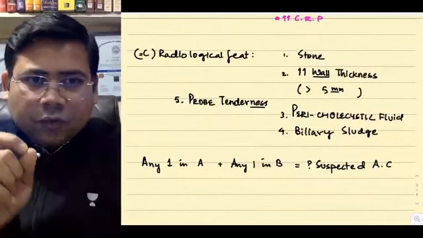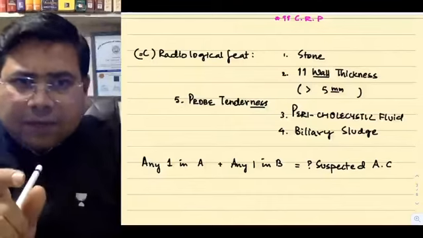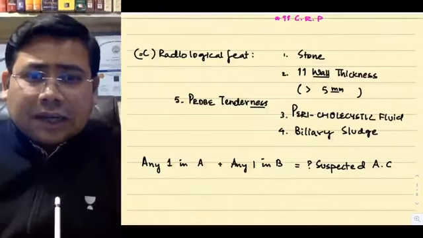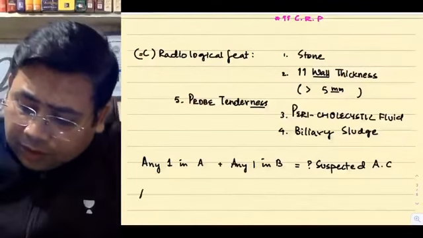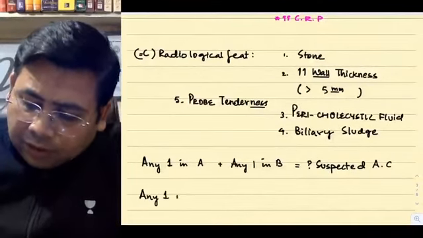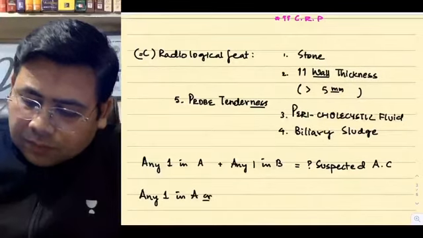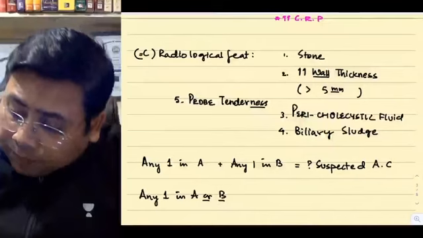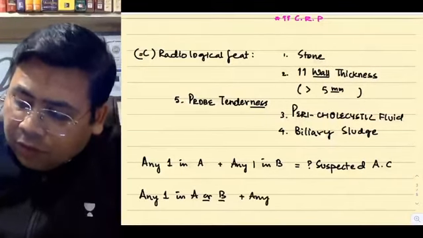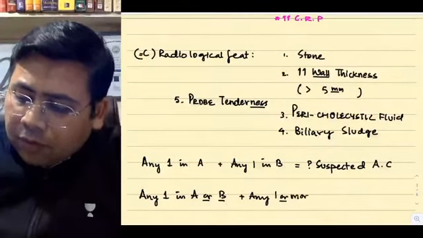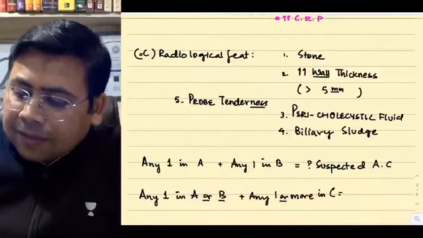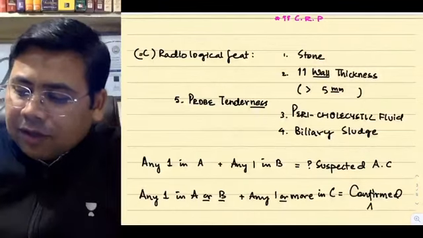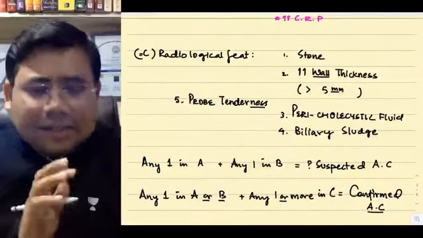So a patient presenting to you with fever and right upper quadrant pain, you can say this may be acute cholecystitis. Then any one in A or B plus any one or more in C, this is confirmed acute cholecystitis. Is that clear or no?